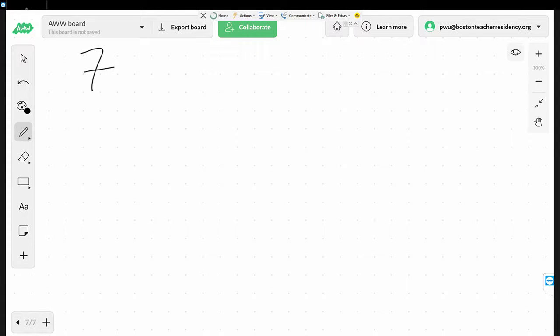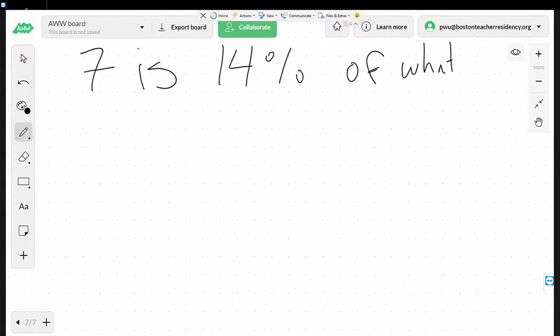7 is 14% of what number? So once again, pause, think about what you're doing, do it on paper. Once you're done, go ahead and try and solve.